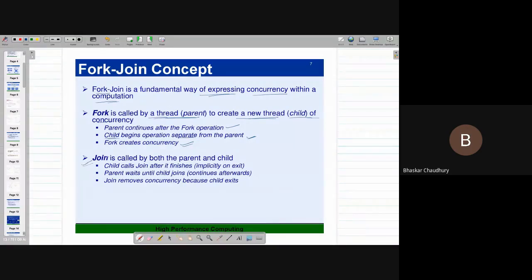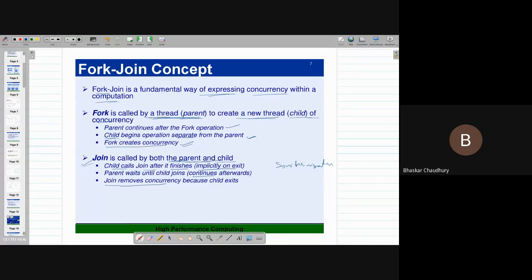On the other hand, join is called by both the parent and the child. Fork is called just by the parent thread, while join is called by both. The child calls join after it finishes. Once the child threads are done, they call the join. So there is basically implicit synchronization: on exit, the parent waits until the children join. Until all the children join, the parent will wait, and once that is done, it will continue afterwards. To summarize, join removes concurrency, and fork creates concurrency.